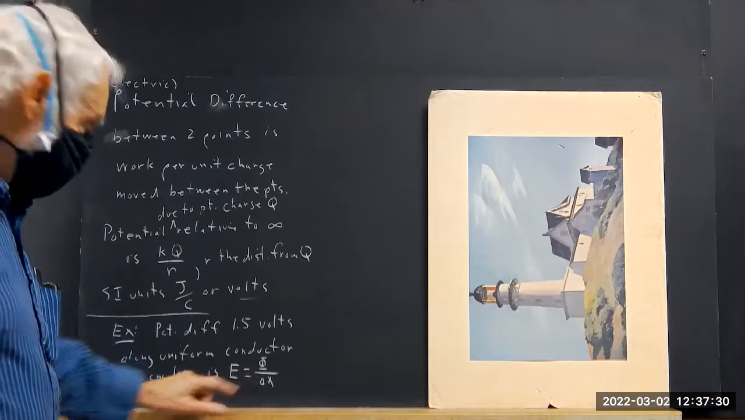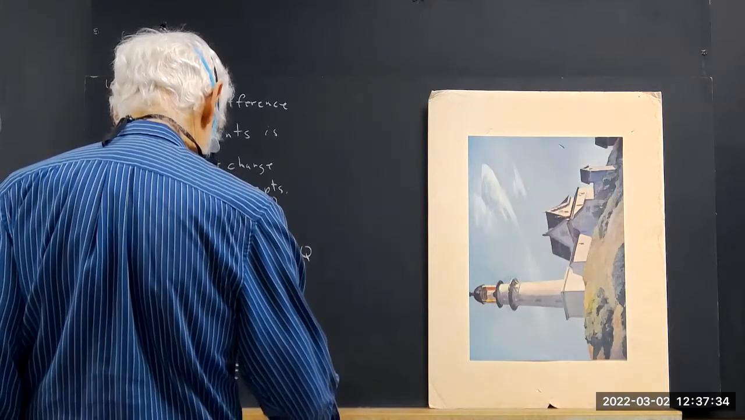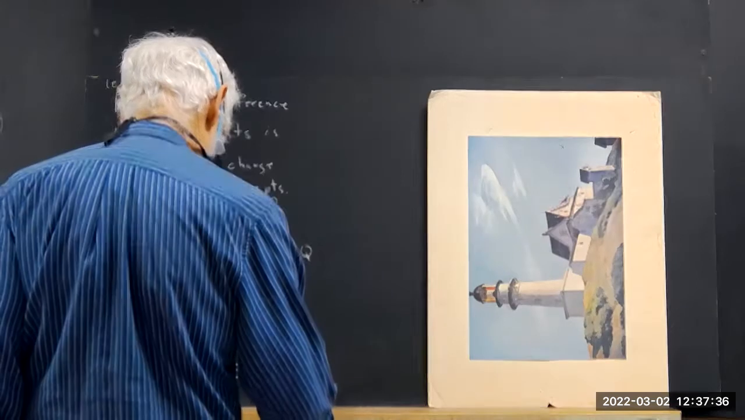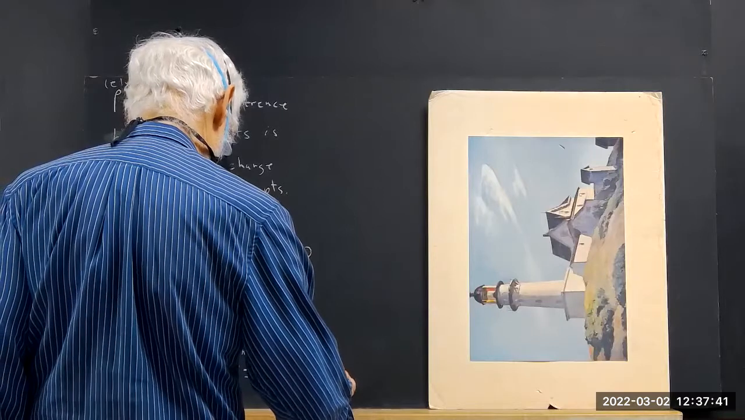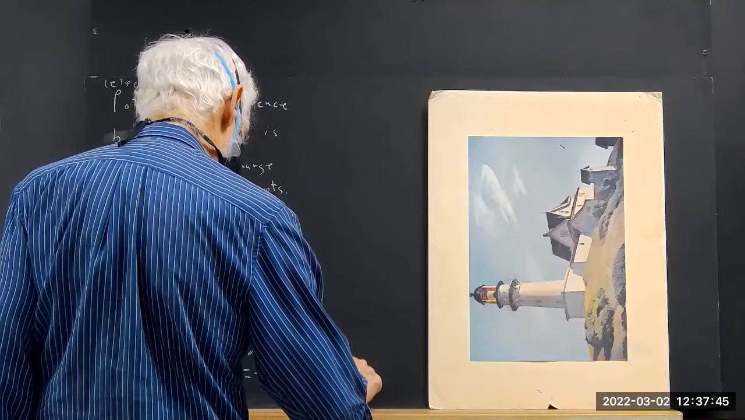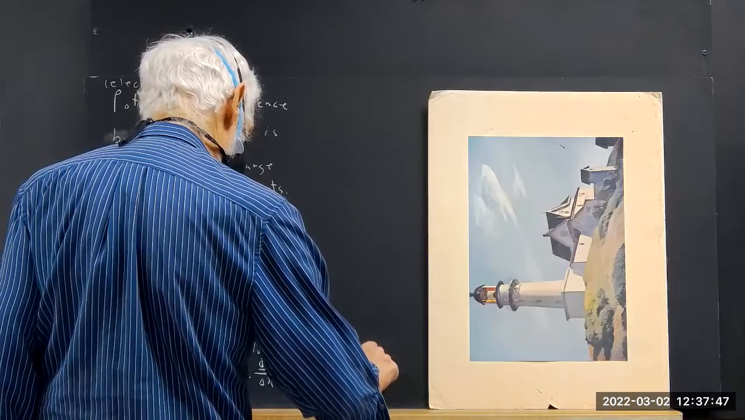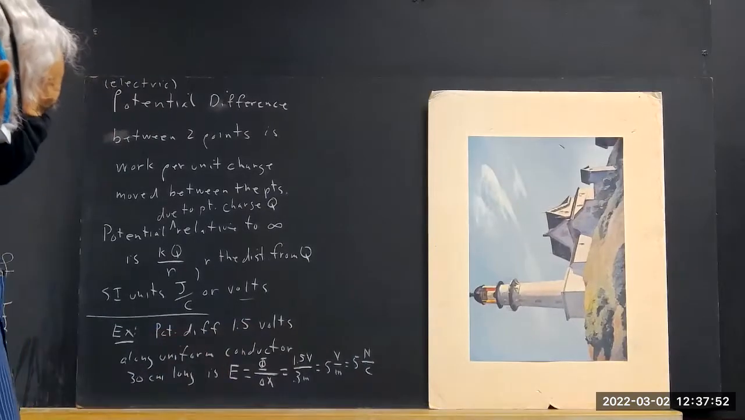Okay, which is 1.5 volts over 0.3 meters, which is 5 volts per meter, which is the same as 5 newtons per coulomb, and newtons per coulomb is your unit of electric field.